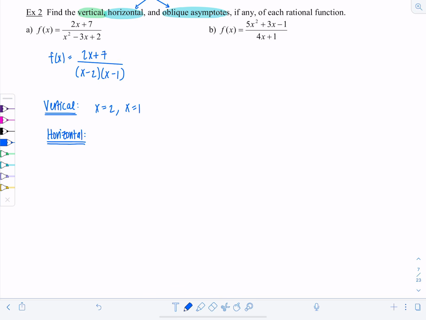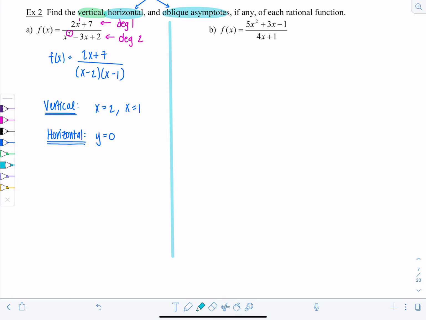Okay, well, we have to figure out what case we're in. So let's look here. What degree is the numerator? What's the highest power of x that you see? The degree is 1. And then what about the degree of the denominator? It's 2. So we're in the first case. Anytime the degree of the denominator is bigger, if it's bottom heavy, then automatically your horizontal asymptote is at y equals 0. That's it. Okay, and we're done. We're not graphing today. That comes later.